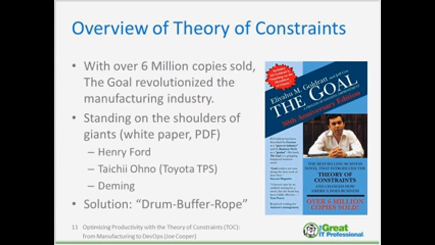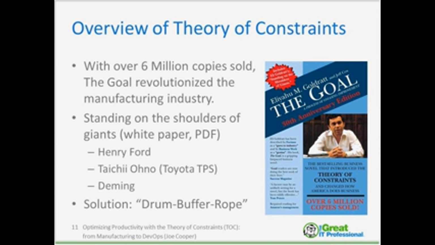The Goal had over 6 million copies sold, and it revolutionized the manufacturing industry. Within the 30th anniversary edition, which I have visualized here, there's also a white paper included that Dr. Eli Goldratt published, which you can search for. It's called Standing on the Shoulders of Giants. Just search for that, probably put in a PDF, and you'll find a copy of that. It's a very informative white paper, and I do recommend folks take a look at that.